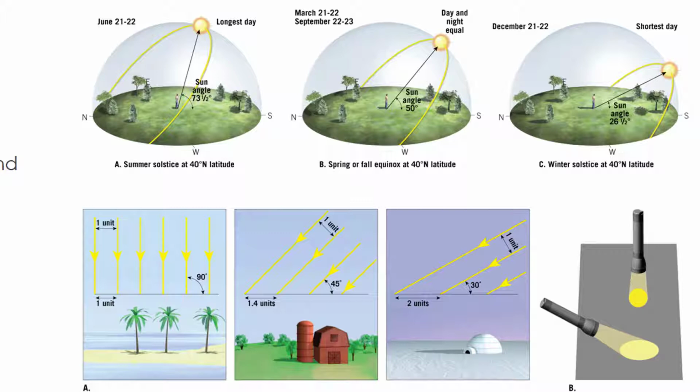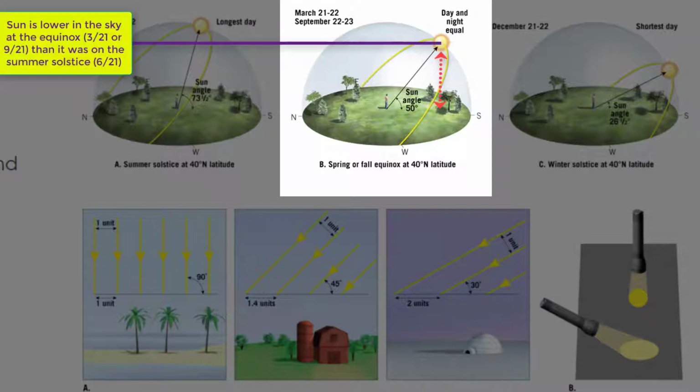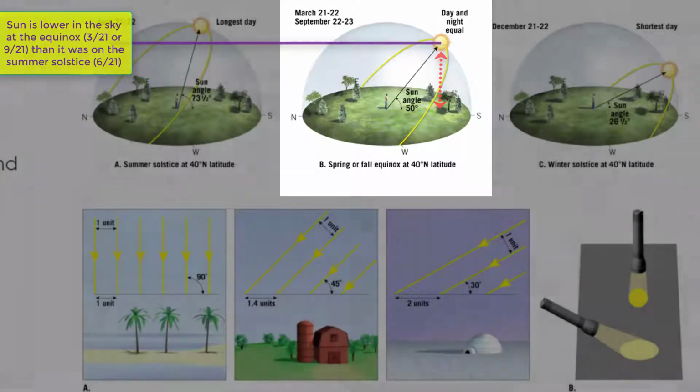Okay, let's shift our attention back to the top image and look at part B. In this picture, we're looking at the spring equinox or the fall equinox. Either one would actually be applicable. The sun angle now is only 50 degrees with respect to the horizontal, meaning that the sun wouldn't be as high up in the sky as it was on the summer solstice. Now, what effect does that have on seasons?